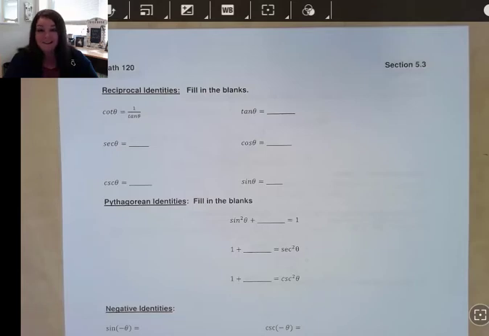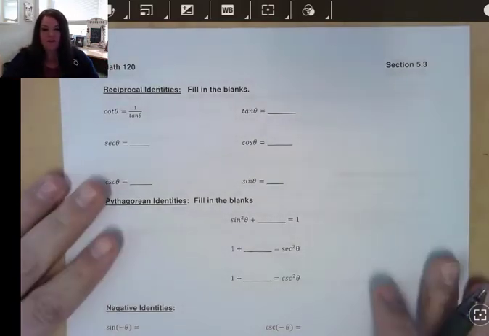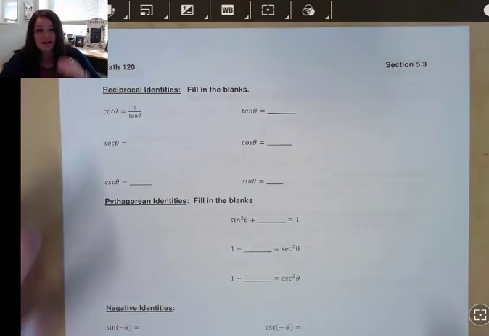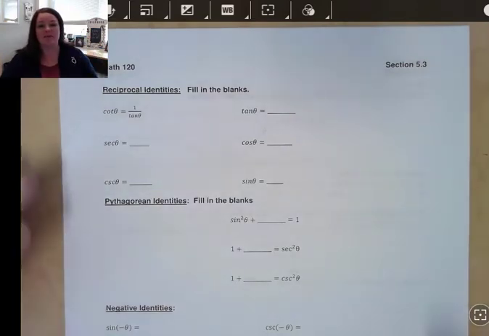All right, hello. Here's our video for section 5.3, which is all about the sum and difference identities for cosine. But before we get into that, I want to quickly make sure that we all remember the identities that we've learned over the last couple of videos.